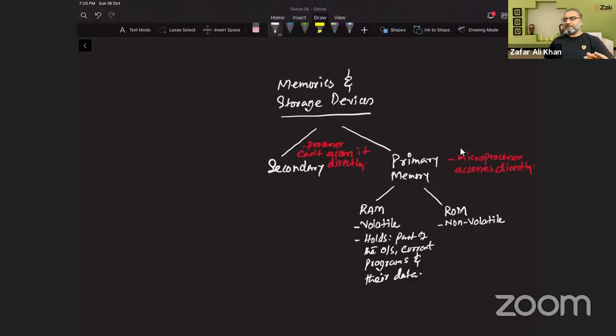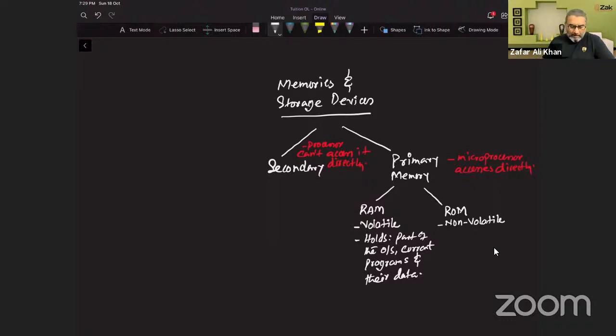So let's just talk about primary memory. Primary memory has two forms: RAM and ROM. RAM is volatile, meaning it loses the data as soon as the power is disconnected, and ROM does not. What does RAM hold? RAM holds part of the operating system, the current program, and their data.